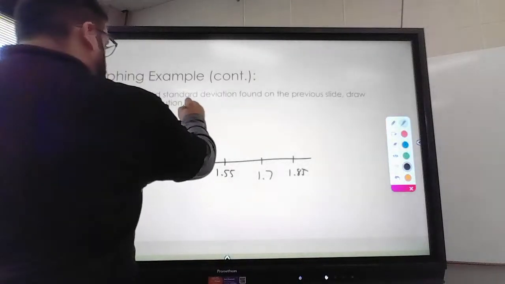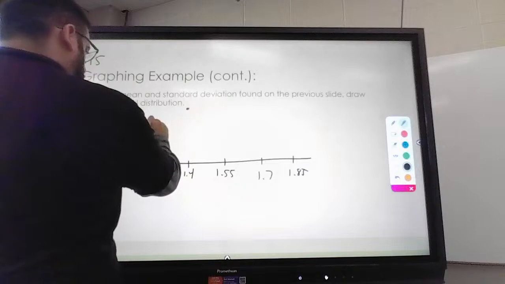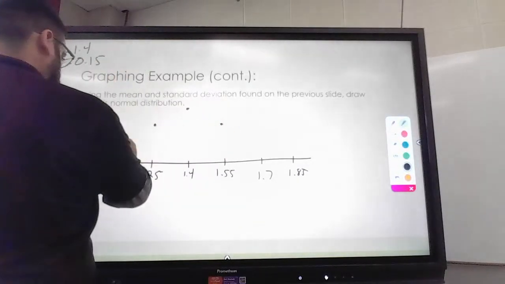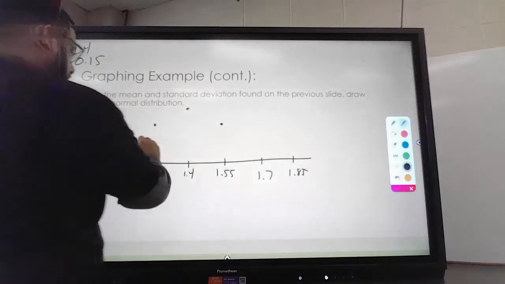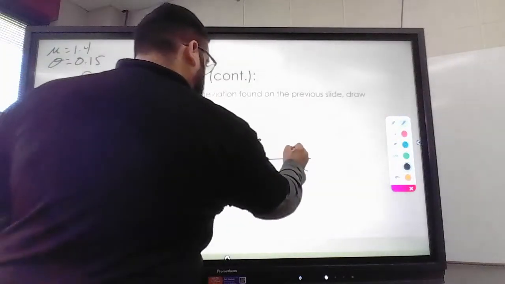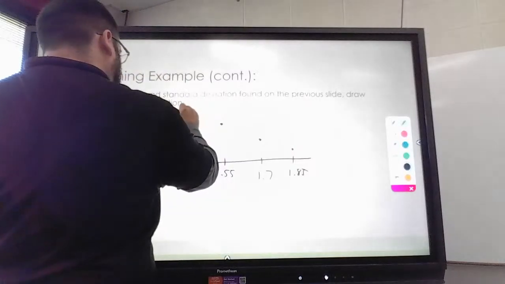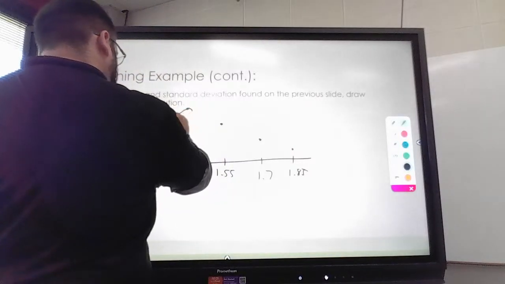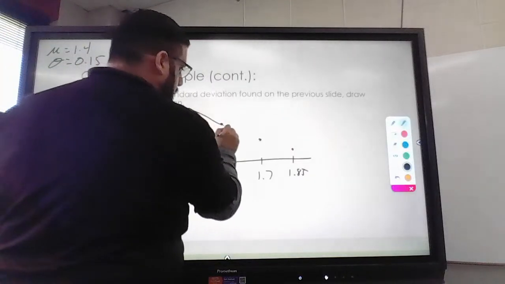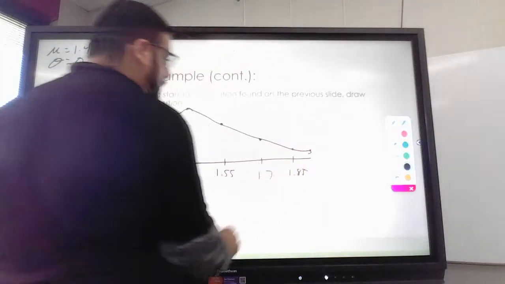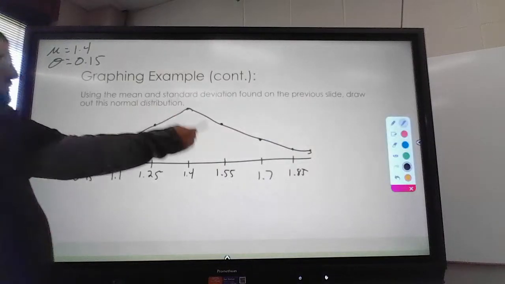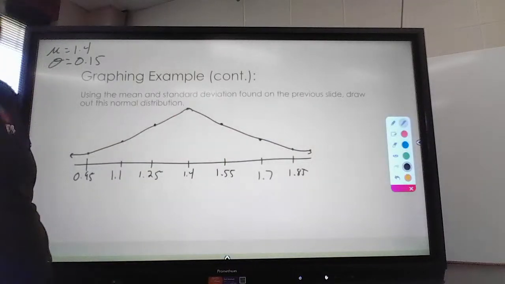Here is my mean. I'm going to try to make these curves as accurate as possible so that they line up well enough. Just want to make sure that they line up the way they're supposed to, so that they don't go below the horizontal axis.